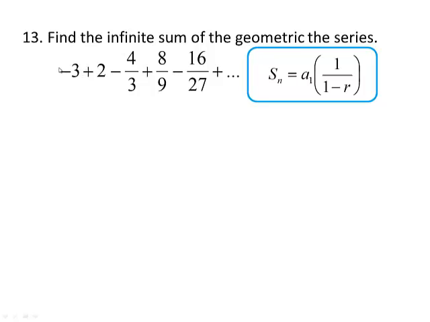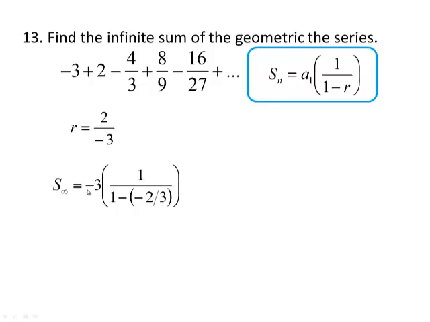And we have the first term, we need to find r. So r is just going to be 2 divided by negative 3, which is negative 2/3. And if we multiply 2 by negative 2/3, we get negative 4/3. And this looks like it does work every time, so we can continue. What do we have to do when we're using the infinite sum? Always check to see if the absolute value of r is less than 1. And it is, so we can continue.